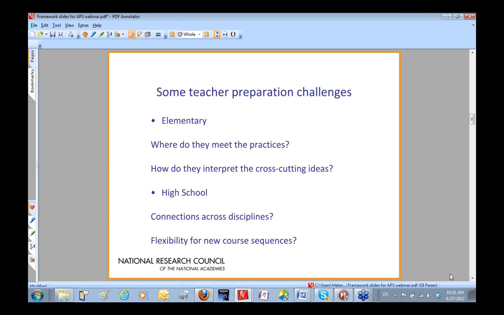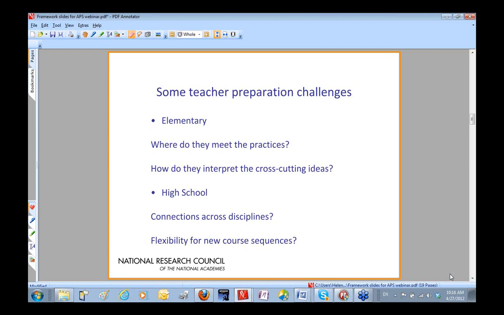I think high school teachers perhaps have less problem in interpreting those things, although again, many of them will not have actually engaged in some of the practices. But at the high school level, there are also challenges. If you think about this way of talking about cross-cutting ideas, how do you make sure they get expressed in a similar way across all courses?